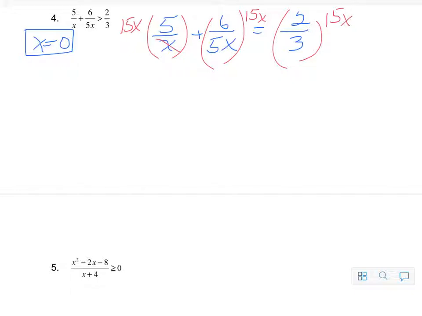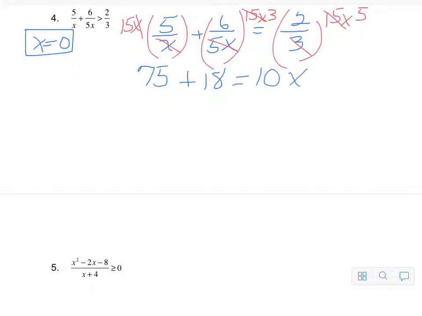An x for an x. 5x goes into 15x 3 times. 3 goes into 15 5 times. So let's see what I have left over. 15 times 5 gives me 75, plus 6 times 3 gives me 18, equals 2 times 5 times x gives me 10x.